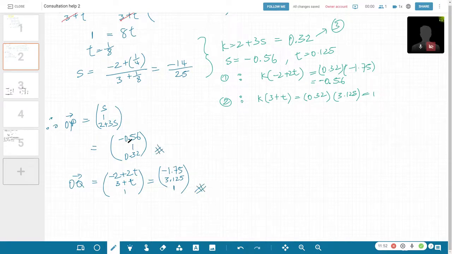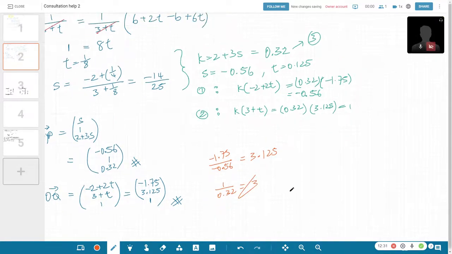Again, check whether this one is a multiple of the other to know whether they are collinear. That's the final check that you can make. Just take negative 1.75 divided by negative 0.56. All this you can do with your calculator, so you don't need to waste time writing it down. You'll probably do it faster than me because I need to write it down. I get 3.125, which makes sense because the second one divided by 1 will also be 3.125, and 1 divided by 0.32 will also give you 3.125. So because of that, we know that your answer should be correct.